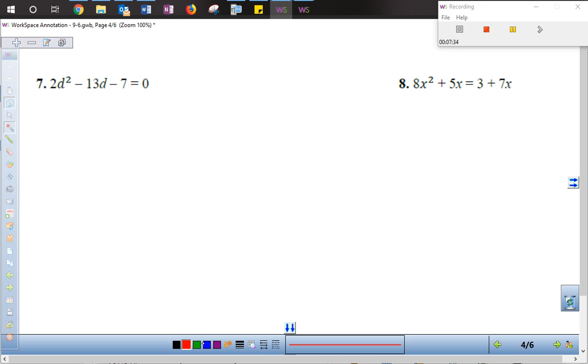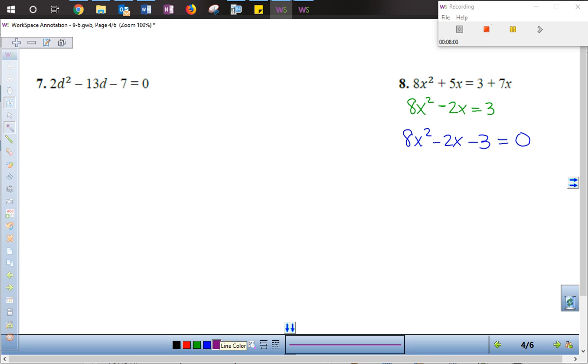All right, on number 8, if you'll notice, I have 8x squared plus 5x equals 3 plus 7x. I'm not set equal to 0 over here. I need to subtract these two terms over to set them equal to 0. So I'm going to do it one term at a time. First, I'm going to start by subtracting 7x over, and I'll get negative 2x, and that's equal to 3. Then I can subtract 3 over, 8x squared minus 2x minus 3, and set that equal to 0.